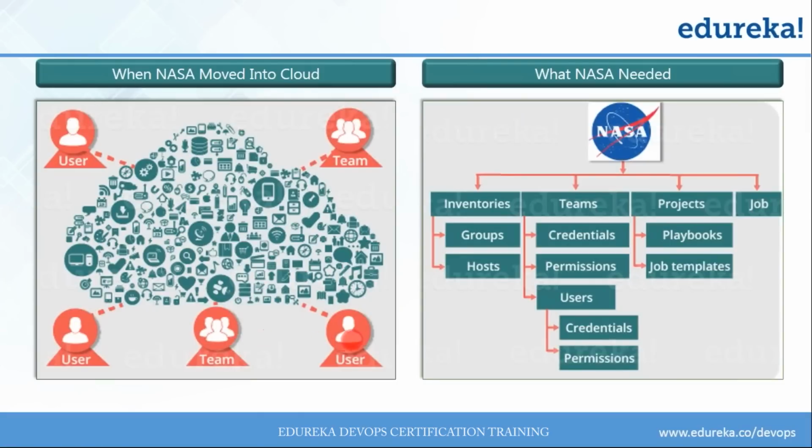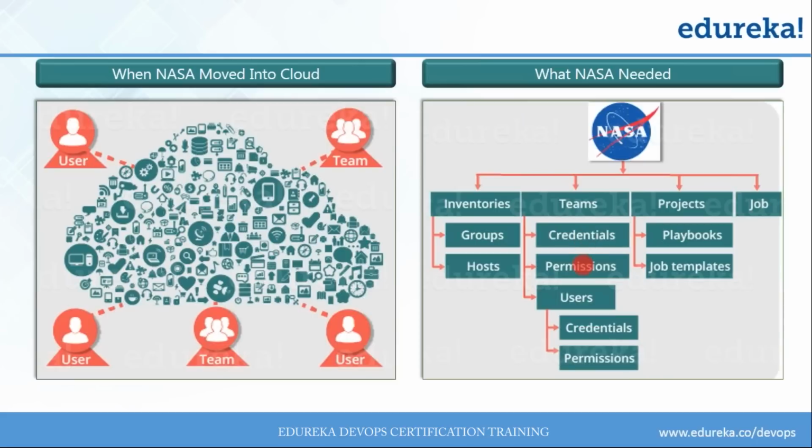So you can see that all those AWS accounts and virtual private clouds got accumulated and made a huge chunk of data, and everyone was accessing it directly. So there was a problem in managing the credentials for all the users and the different teams. What NASA needed was to divide up all their inventories, all their resources into groups and number of hosts, and also divide up all the users into different teams and give each team different credentials and permissions.